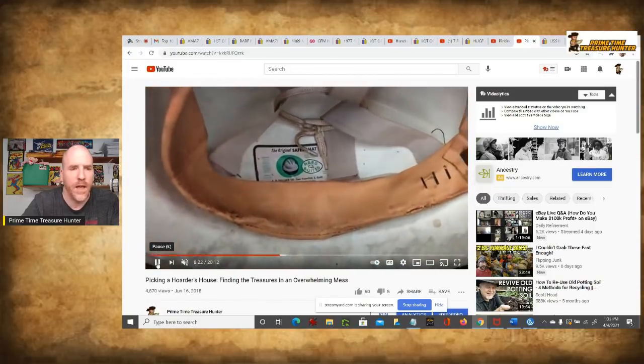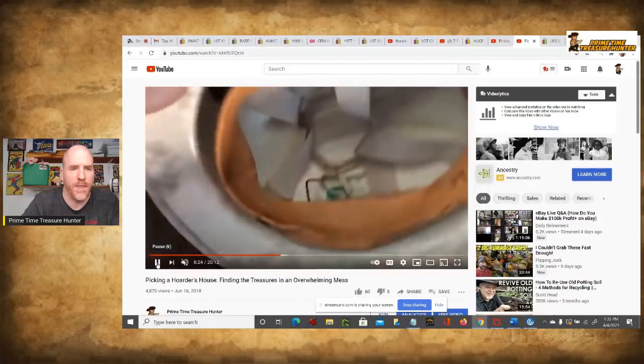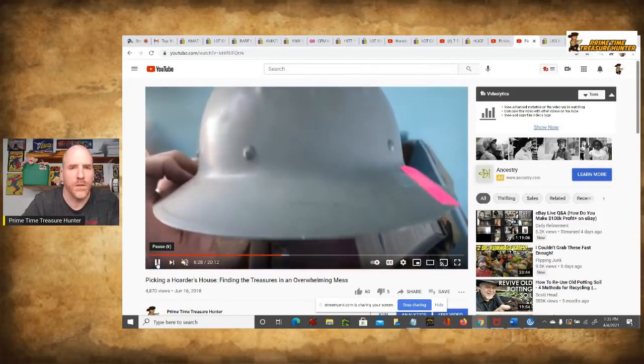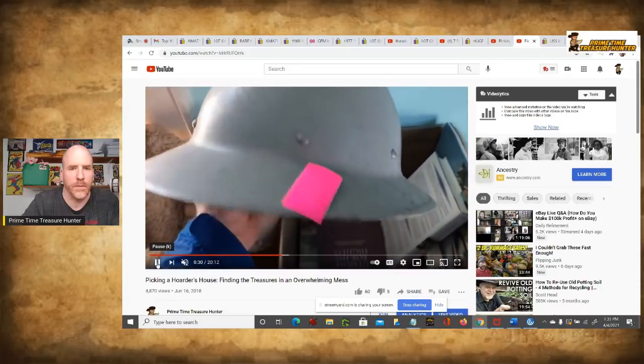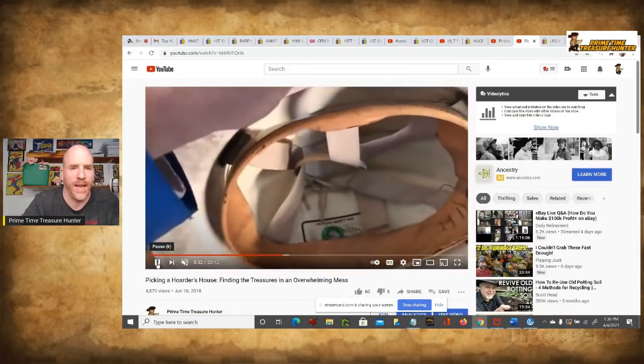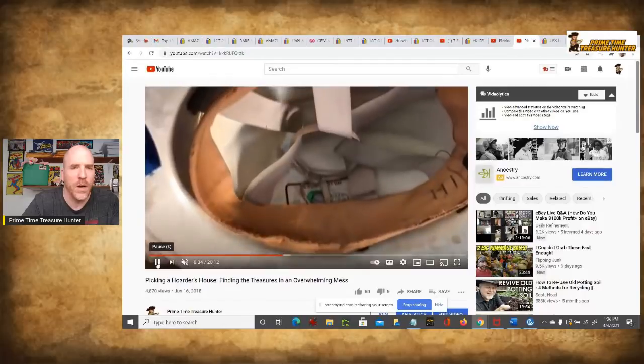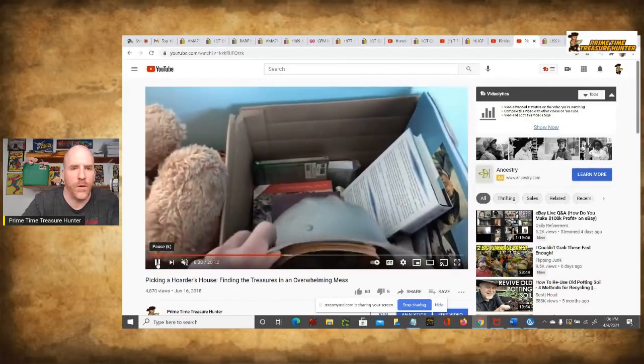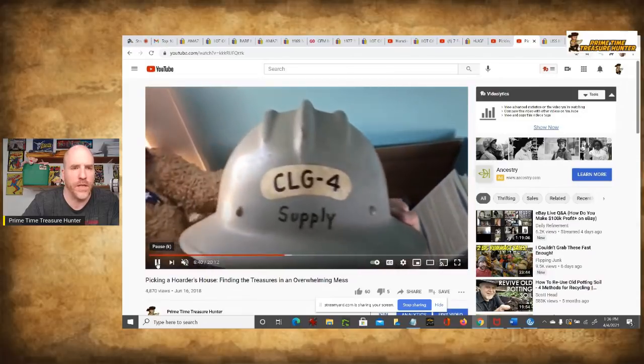Look for things that have something similar. So in that box, we have the helmet that says CLG-4 on it. Let's see if I show it again here. There we go. That hat had a $5 price tag on it. That's it. There it is, CLG-4.